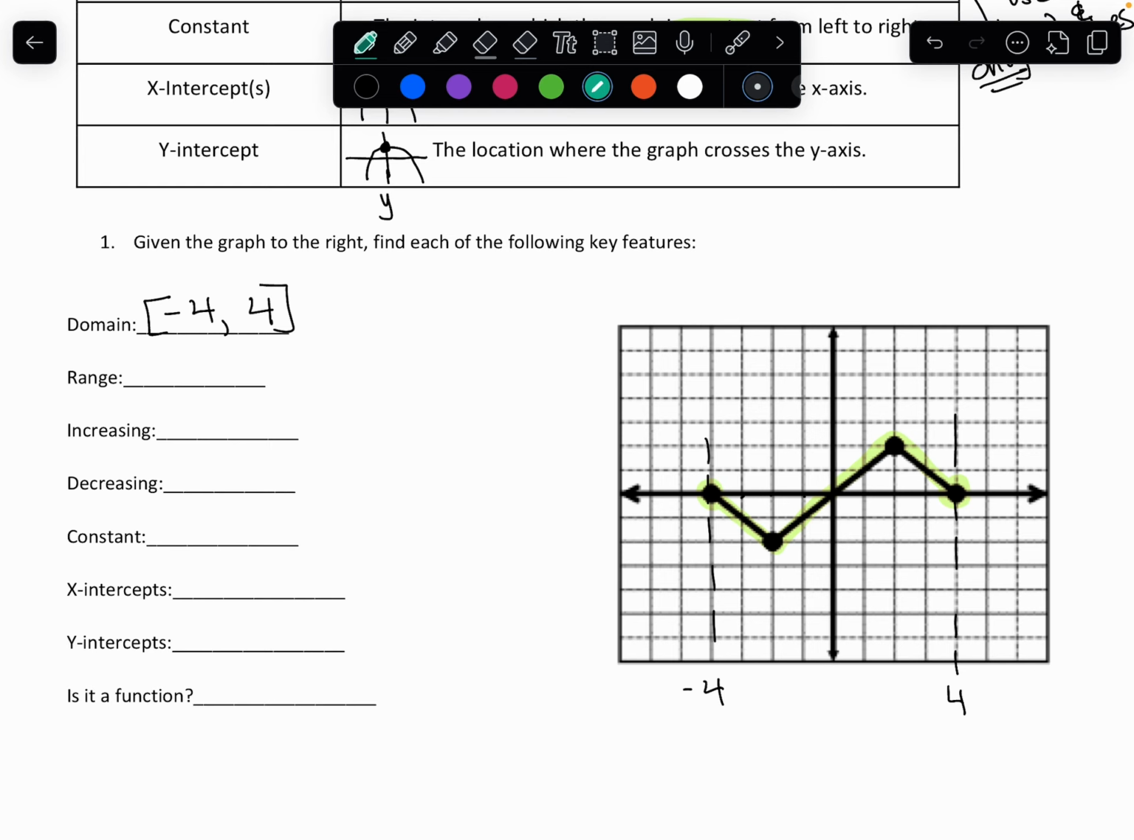Now we're going to look at our range. So the bottom of our graph is at -2, and it includes, because that's that closed point, and the top of our graph is at +2.